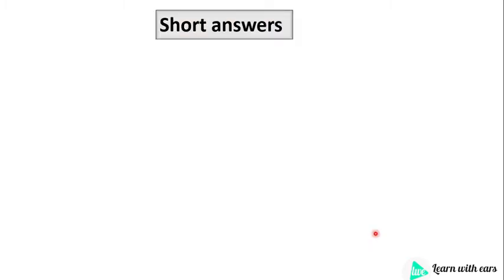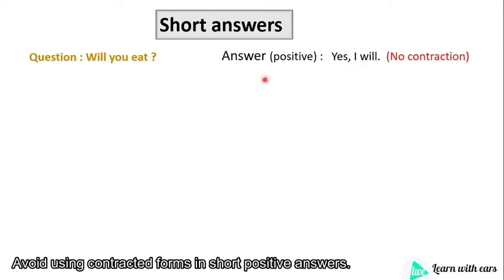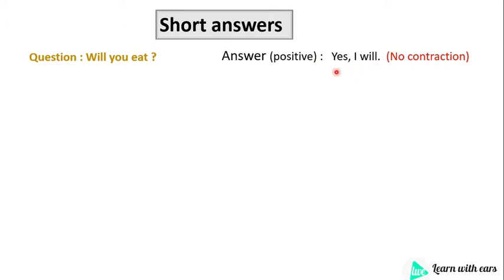Okay, how to give short answers. So here there is a question. Will you eat? Okay, it is a question. So we'll say, yes, I will. Okay, remember, when we use a positive sentence, we don't use contraction. We'll say, yes, I will. So the question is, will you eat? And the positive answer is, yes, I will.